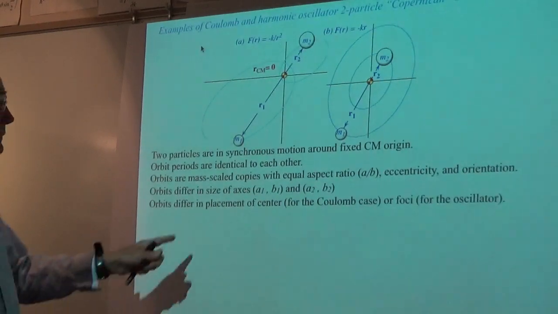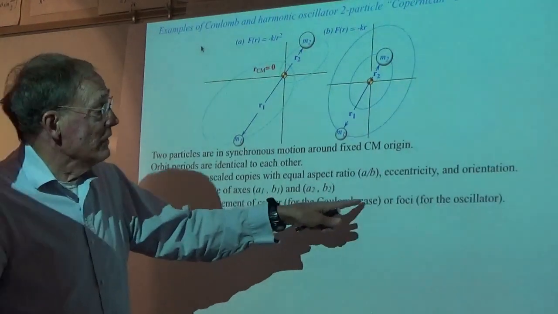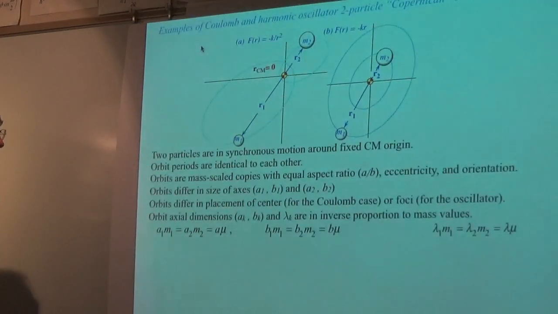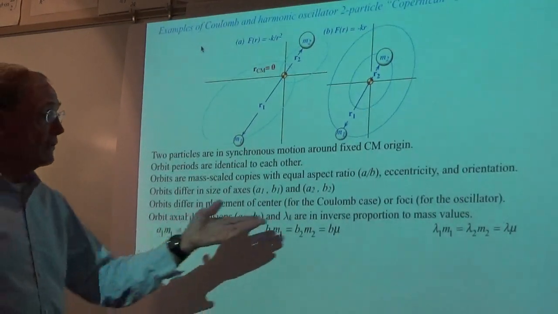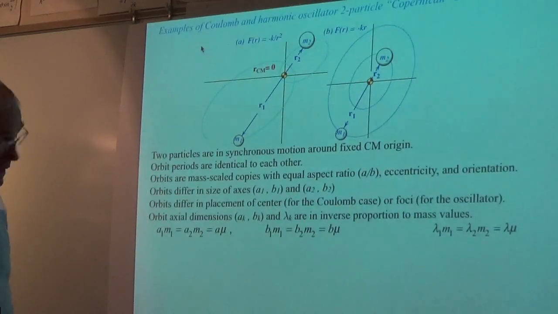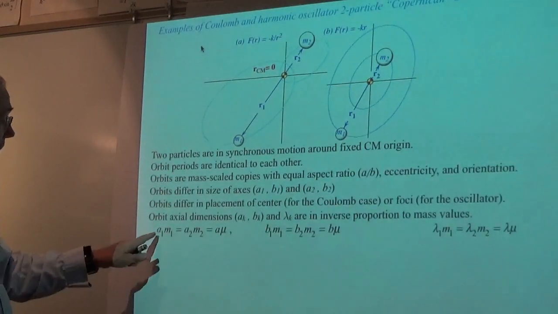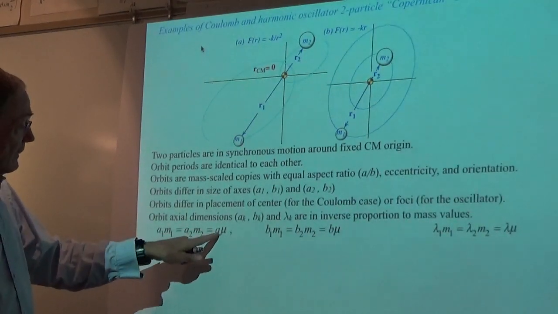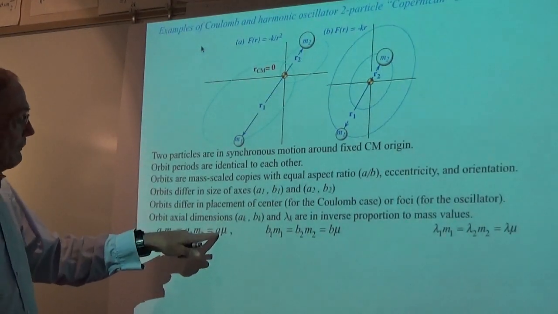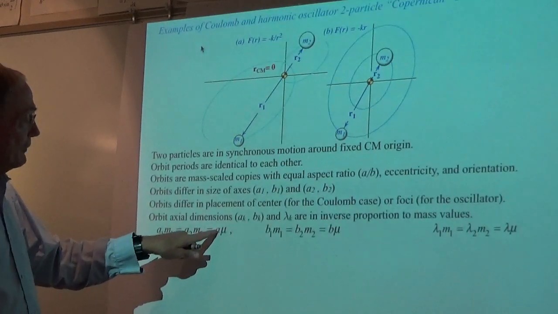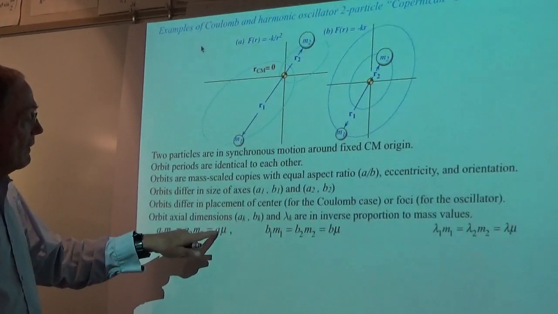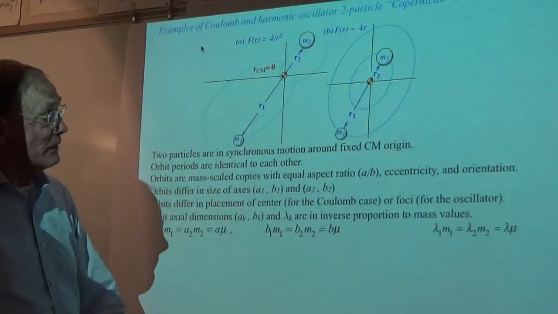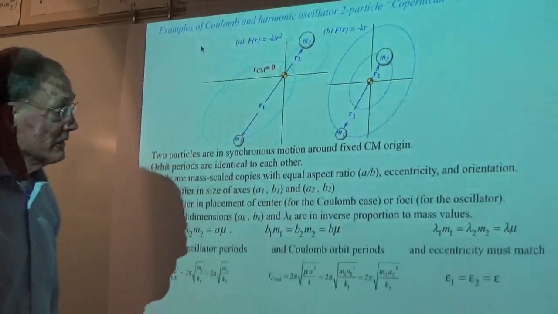The orbits differ in placement of the center for the Coulomb case, or foci for the oscillator. The orbital axial dimensions are in inverse proportion to the mass values. So A1 M1 equals A2 M2 equals the total A that you would associate before with the reduced mass. Use a similar relation for B and for lattice radius.